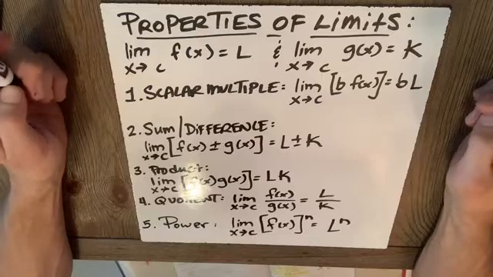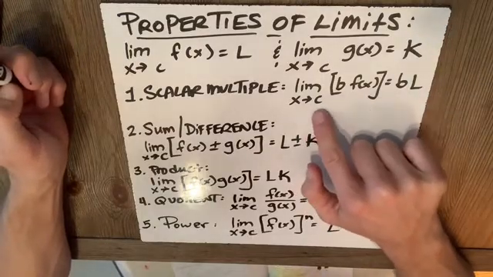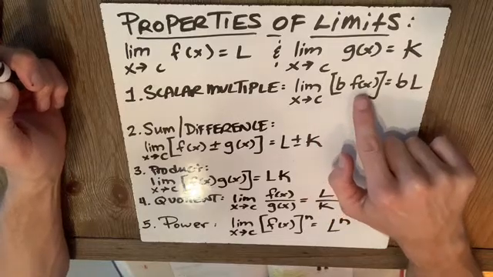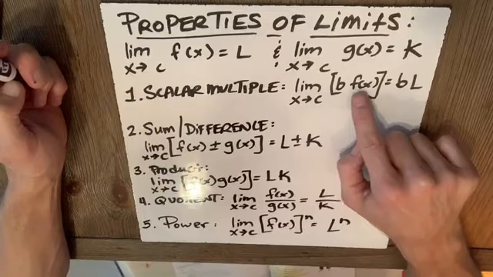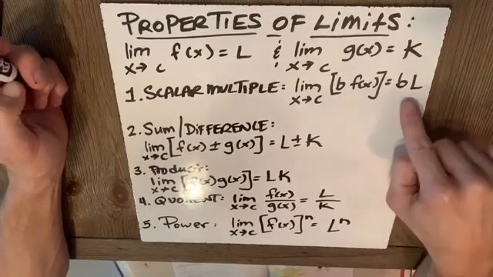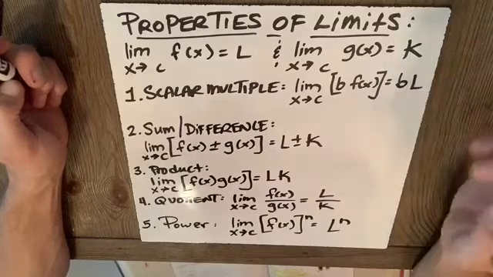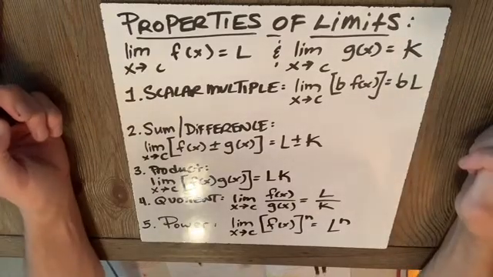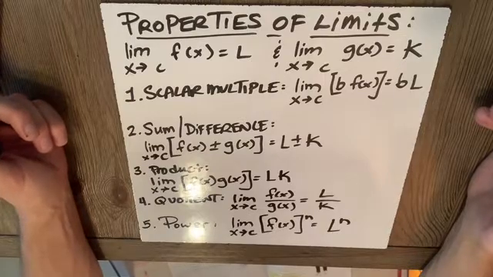Then we can talk about scalar multiples. The limit of this function as x approaches c. Now, notice this function is the function times a constant. Well, it means just find the limit of f of x and multiply it by the constant. In other words, we could really pull this constant out in front, find the limit, and then just multiply that limit by b. Hopefully, that's kind of intuitive at this stage in your math career.